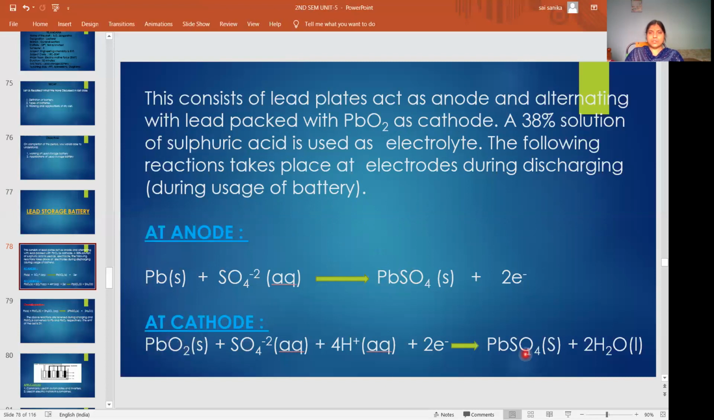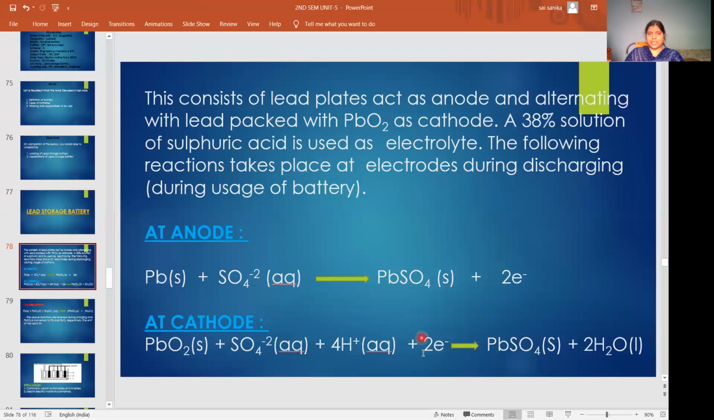PbO2 is converting into PbSO4. See here, Pb is converting into PbSO4 and PbO2 is also converting into PbSO4. So here this is undergoing oxidation, this is undergoing reduction. So PbO2, in which state? Mark, Pb oxidation state is how much? Plus 4. Plus 4 is converting into plus 2.